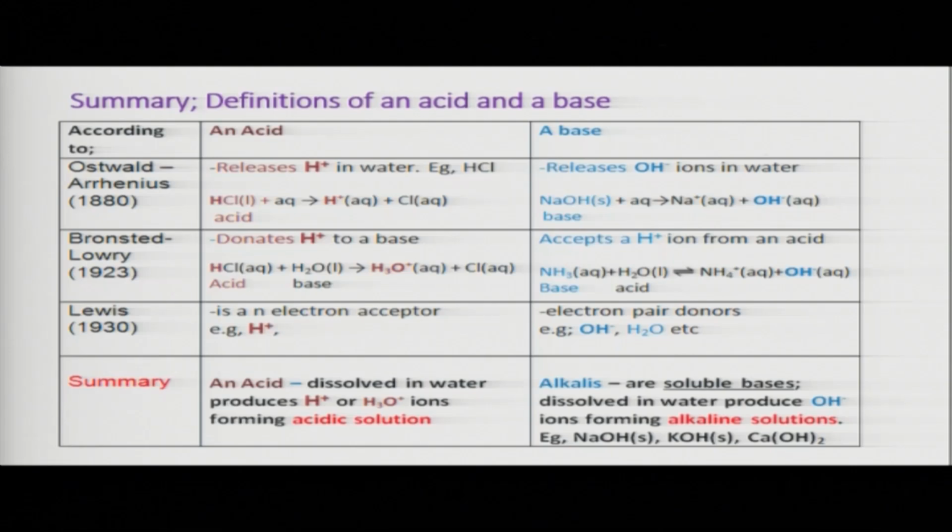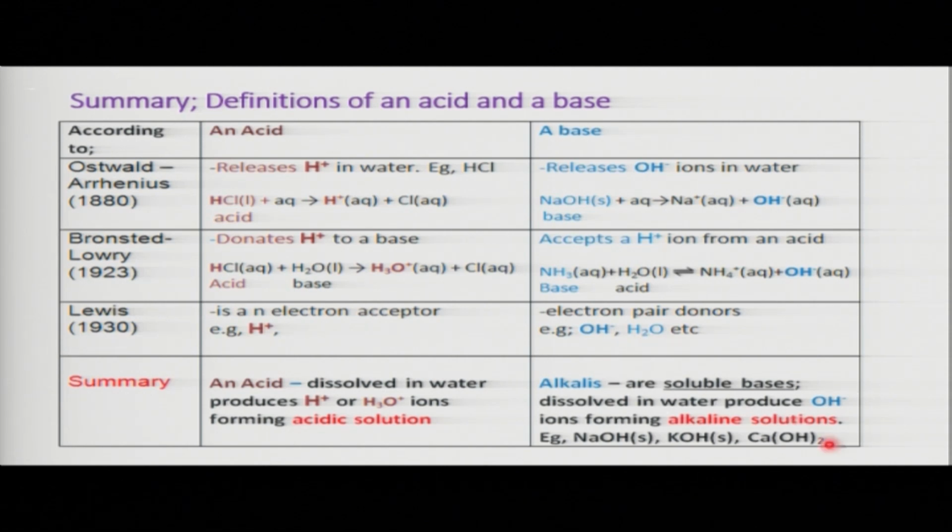Summary. Let's summarize the lesson. Definitions. That is the crucial part. Depending on who is defining, Arrhenius says an acid simply releases hydrogen ions, a base simply releases OH ions. Bronsted says you must donate hydrogen ions to a base, and the base must accept the hydrogen ion for it to be a base. Lewis comes and says an acid is simply an electron acceptor. Hydrogen ion accepts electrons. Or a base is an electron donor. Water donates a pair of electrons.